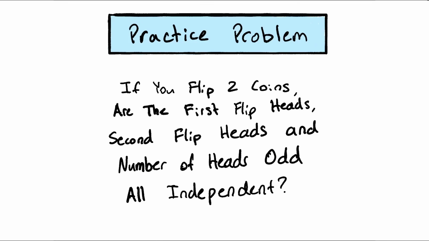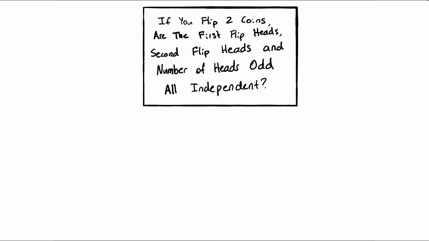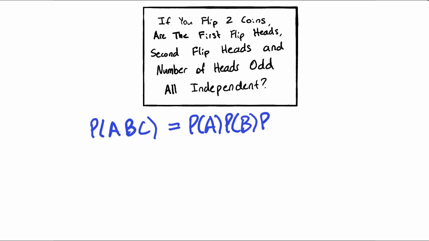Lastly, let's try one more practice problem building on what we just did with the previous two. If you flip two coins, are the first flip heads, second flip heads, and number of heads odd, all independent events? So essentially, we're combining all three of these events. Now, the question we're being asked is essentially, is the probability of A, B, and C equal to the probability of A times the probability of B times the probability of C?